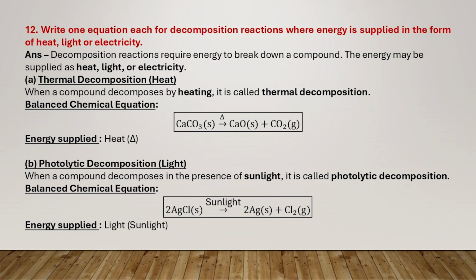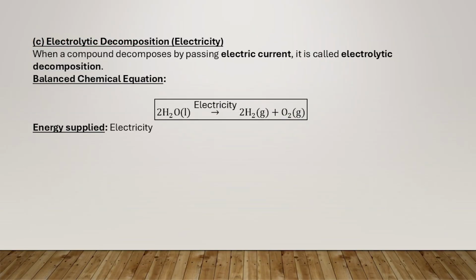B. Photolytic decomposition, light. When a compound decomposes in the presence of sunlight, it is called photolytic decomposition. Balanced chemical equation: 2AgCl(s) →(sunlight) 2Ag(s) + Cl2(g). Energy supplied: light, sunlight. C. Electrolytic decomposition, electricity. When a compound decomposes by passing electric current, it is called electrolytic decomposition.